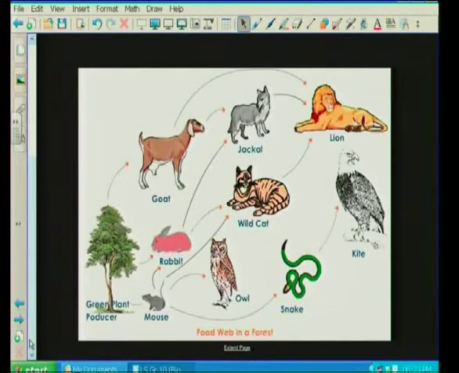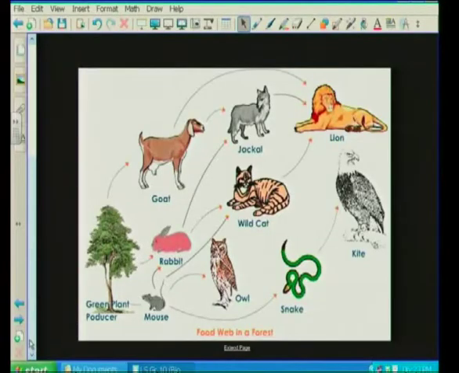Now, if you look at this food web, as I said, there are producers and there are lots of consumers with arrows pointing the flow of energy. A food web is more complicated than a food chain, but it's also more stable, because there's more food available at each level. If a food source runs out, there are other food sources for the animal to go and feed on.